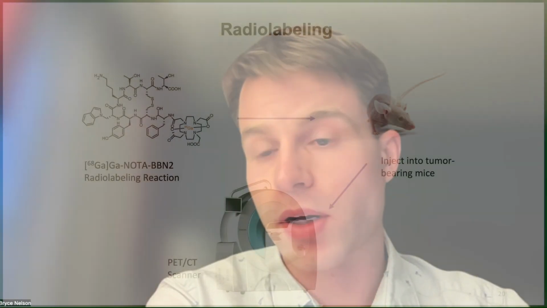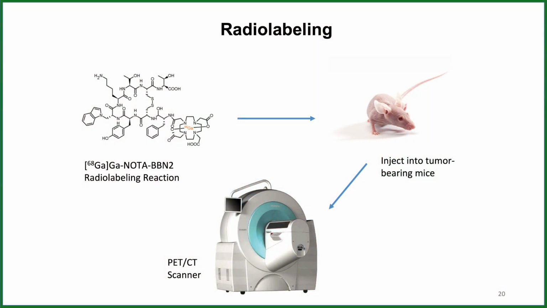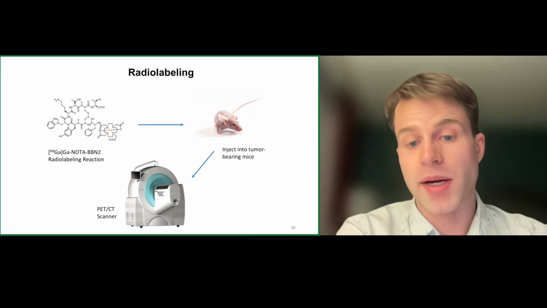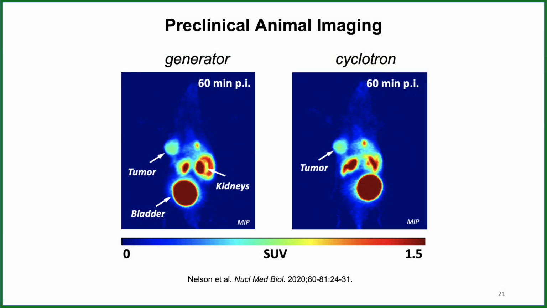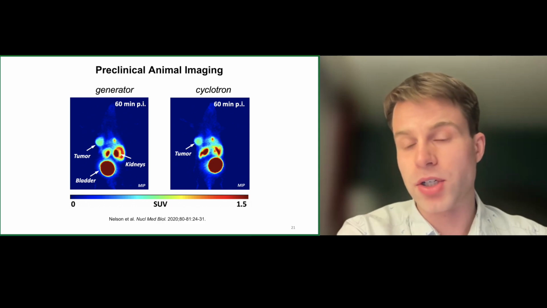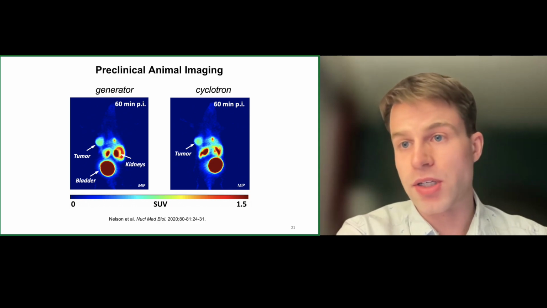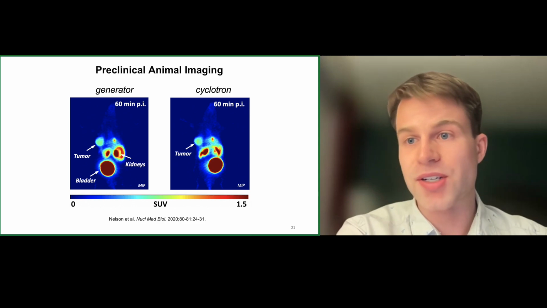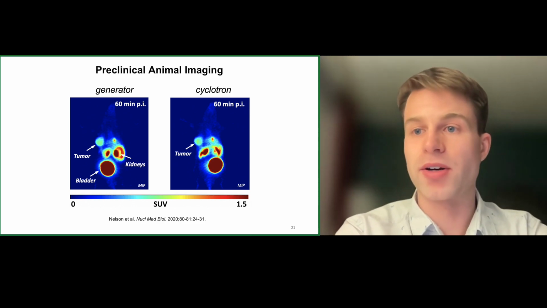So after we purify our gallium-68, we can do some radiochemistry to label it to our prostate cancer targeting drug. We can then inject it in a preclinical mouse model and image the tumors within the mice on a preclinical PET scanner. And this is a result. So you can see on the left, this image was produced using generator gallium-68, which is the traditional method of acquiring gallium-68. You can see the tumor here, kidneys and bladder. And then we took our cyclotron-produced gallium-68 and performed PET imaging, and we saw a very similar image. So this bodes well for cyclotron gallium-68 relative to the established generator gallium-68.